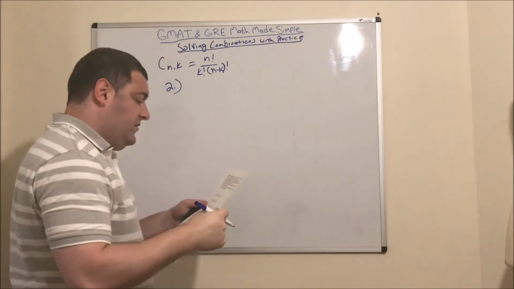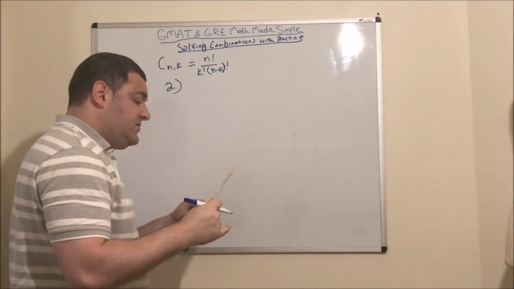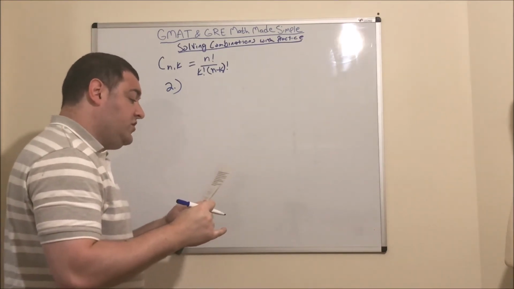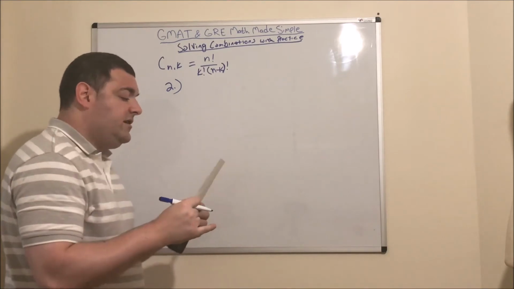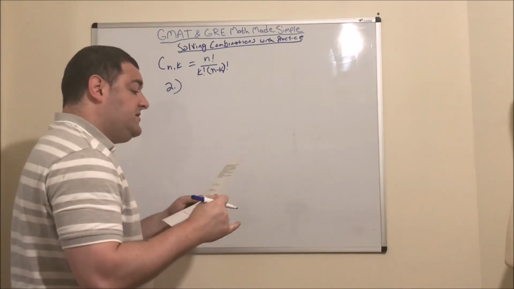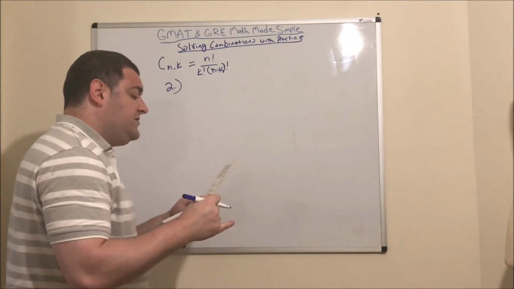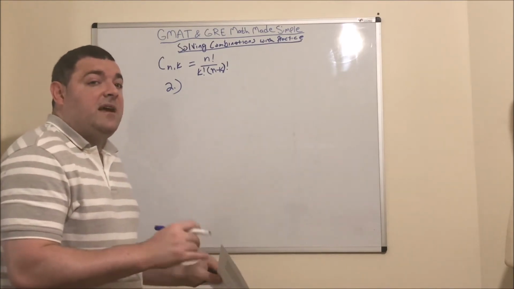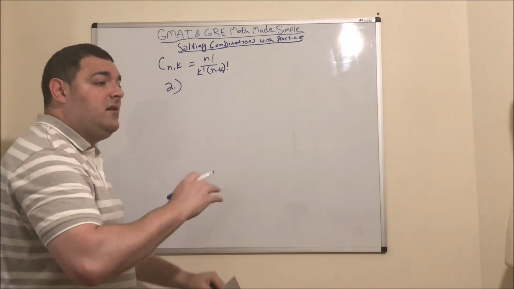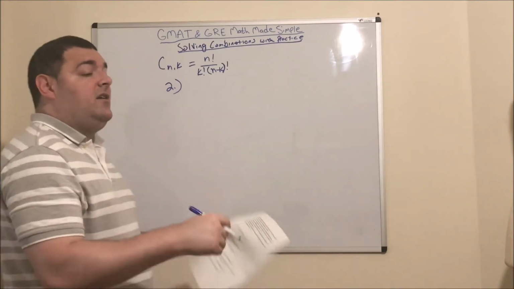Number two says we need to order 2 scoops of ice cream, choosing among 4 flavors: chocolate, pistachio, strawberry, and vanilla. It's possible to order 2 scoops of the same flavor. How many different combinations can we order? That pretty much tells us right there that this is a combination which does allow repetition.